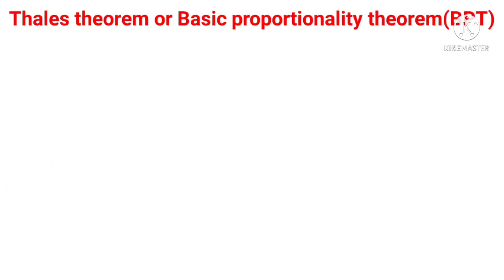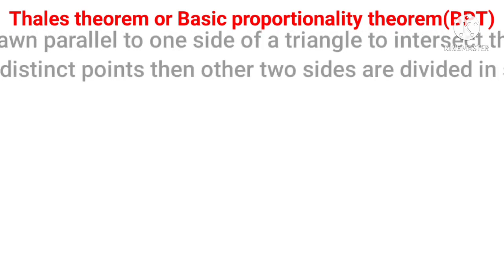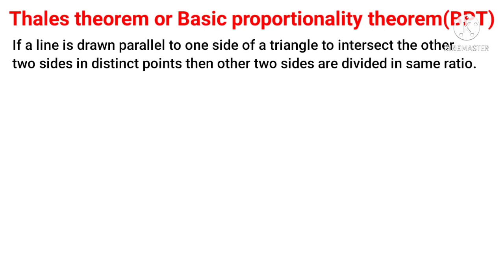Now, we will discuss a very important theorem called Thales theorem or basic proportionality theorem. Thales theorem states that if a line is drawn parallel to one side of a triangle to intersect the other two sides in distinct points, then the other two sides are divided in the same ratio. I'll make it very simple.